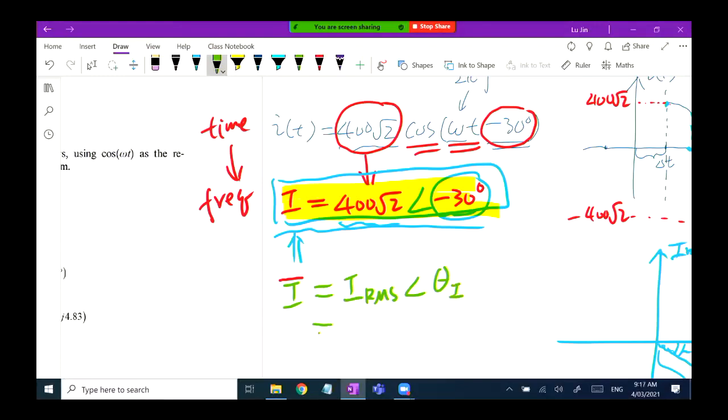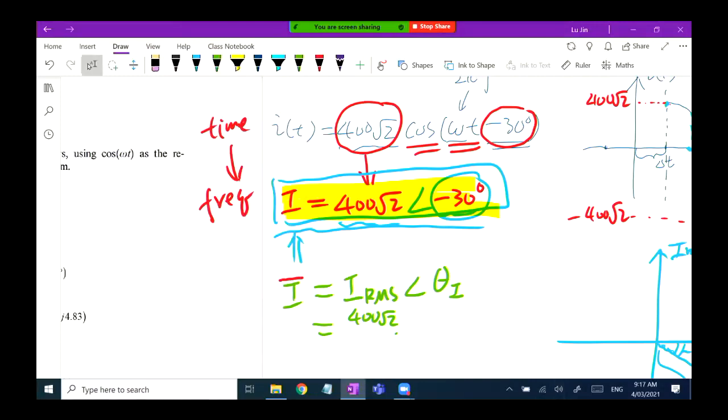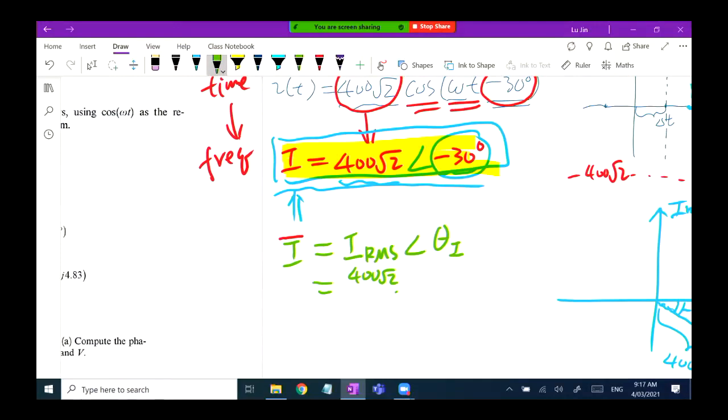Of course, for this question, the result is 400 square root of 2, the amplitude, divided by square root of 2. This is used to convert the amplitude to the root mean square value, okay? And the angle is negative 30 degrees. So the result is just 400 at negative 30 degrees. Just that. By the way, the unit remains the same, amps for current. So is this okay, everyone?